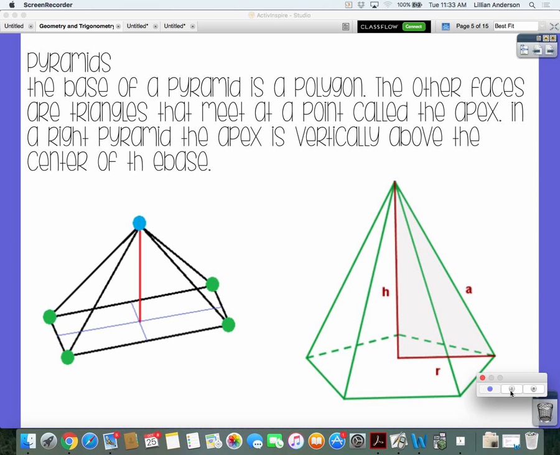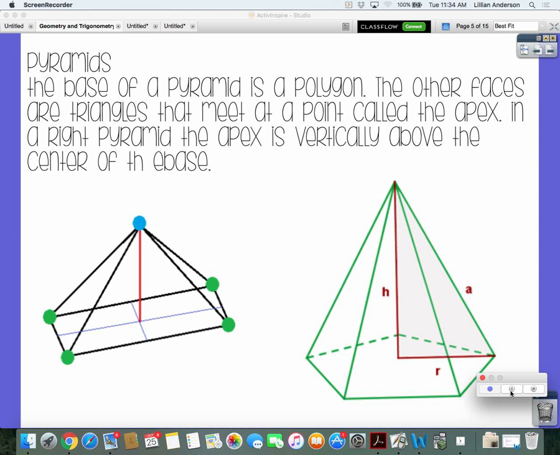Now, pyramids. The base of the pyramid is always a polygon, okay? So in this particular case, the one on the left, that base is a what? Rectangle. A rectangle. So this will be known as a rectangular pyramid, not a prism. This one is a what? Pentagonal pyramid, okay? So it's always named based off of this base.